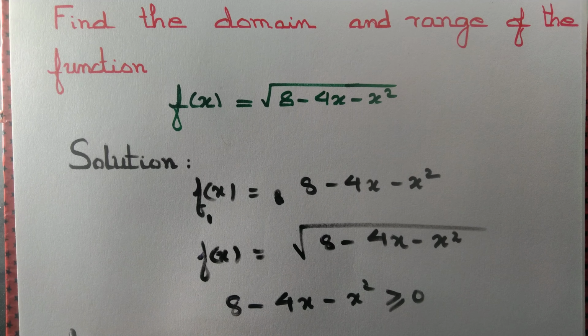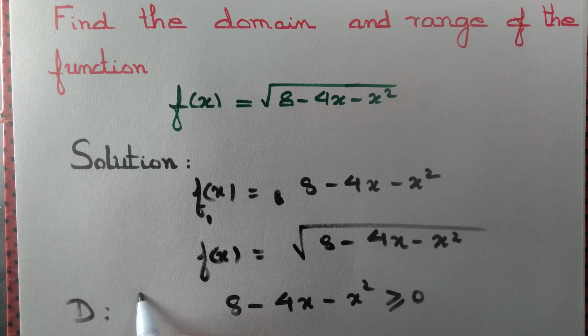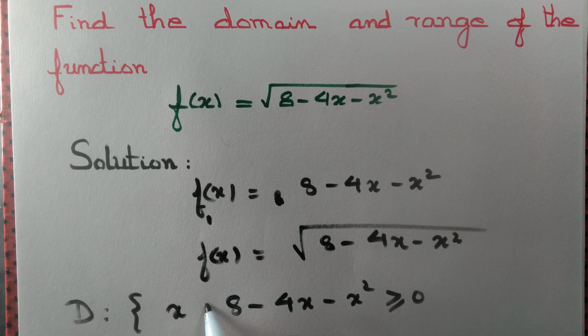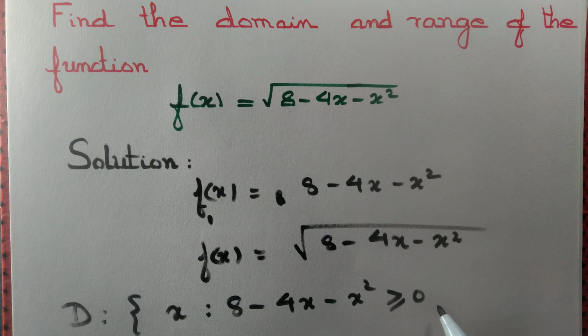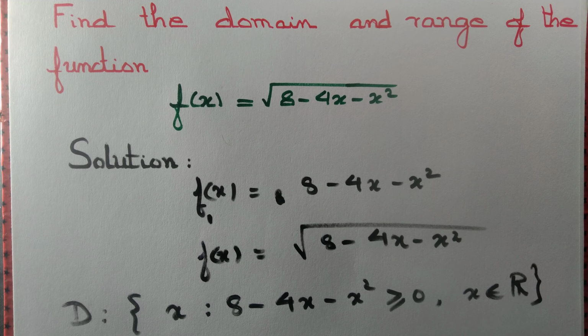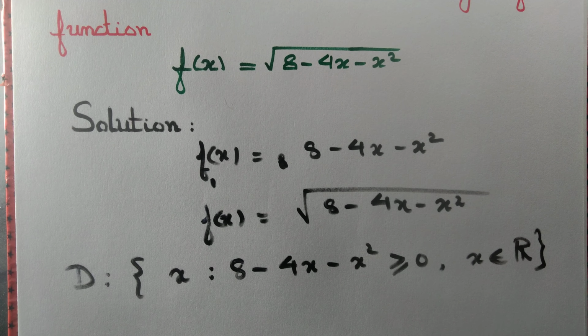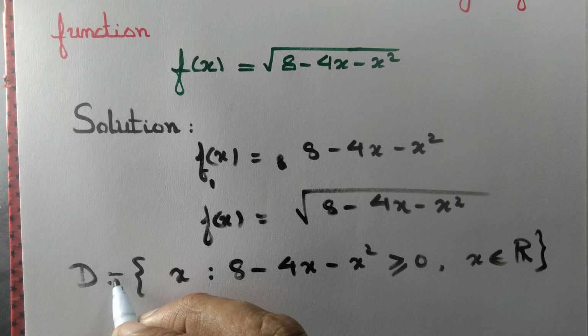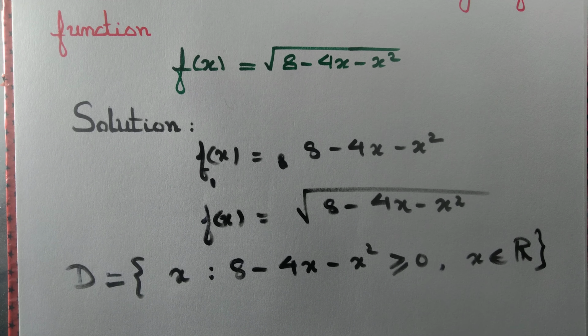So domain is the set of all x such that x is a real number. But domain is the set of all real numbers x such that 8 minus 4x minus x square is greater than or equal to 0 and x is a real number.